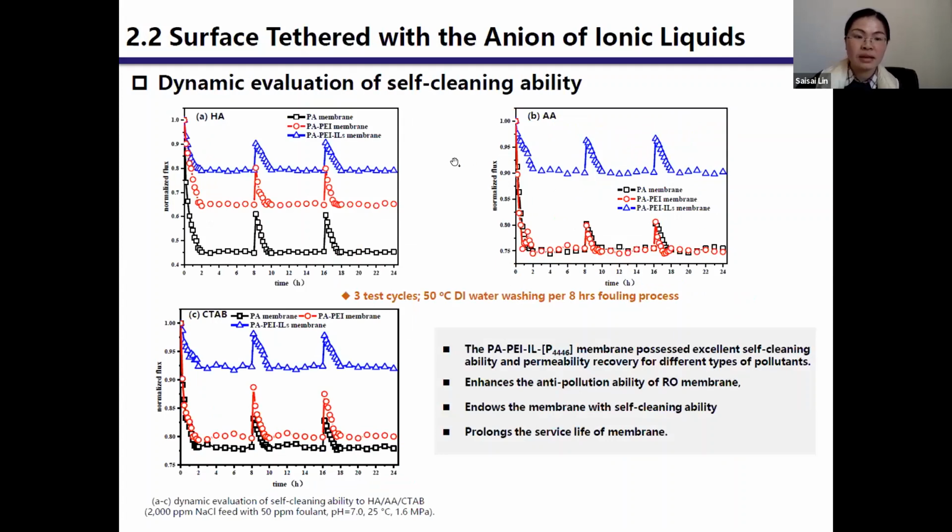Then we do the dynamic evaluation for these three membranes. We especially evaluated its self-cleaning ability. We do the 3 test cycles, which means that after the 8 hours of filtration operation, we use the 50 DI water to wash the fouled membrane, and you can see the water flux was recovered greatly compared to the pristine and the BI grafted membrane.